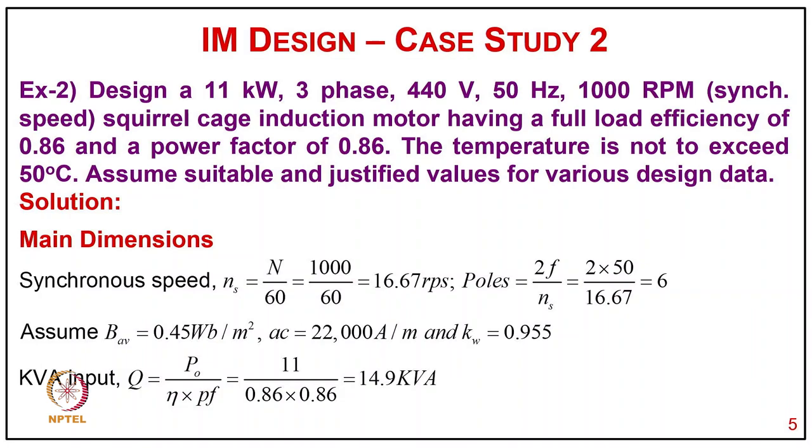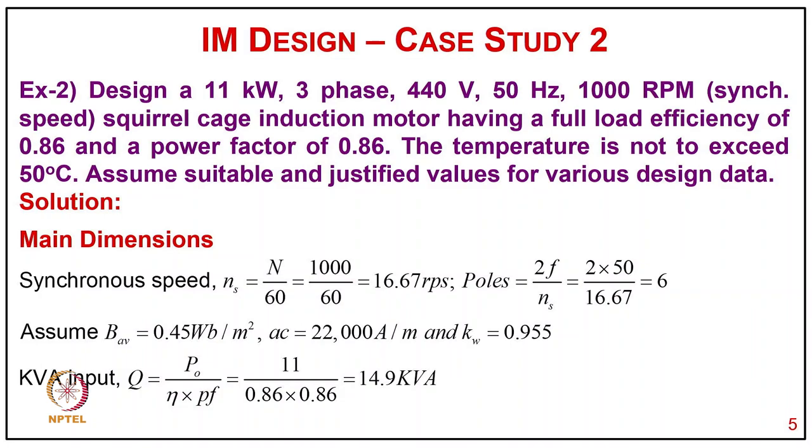Now let's discuss the solution. For the estimation of main dimensions, we have to go to the calculation of the output equation. First we have to calculate the synchronous speed, which is required in this. That is Ns = 120 f by P, so Ns upon 60 in RPS comes to 16.67 RPS. And the number of poles, from 2f upon Ns, comes around 6.